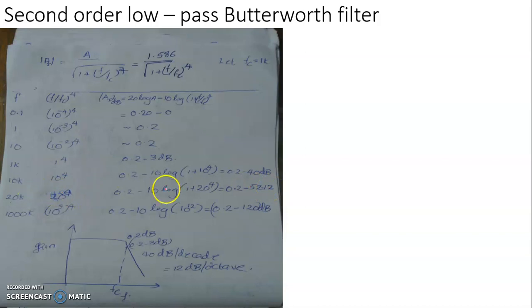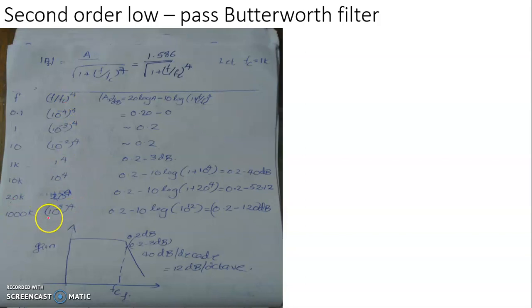So a roll-off of 40 dB per decade is identical with, I said 12 dB per decade, it's not 12 dB per decade, it's 12 dB per octave. So a roll-off of 40 dB per decade is identical with a roll-off of 12 dB per octave. Again we increase the frequency up to a very large value of 1000k.